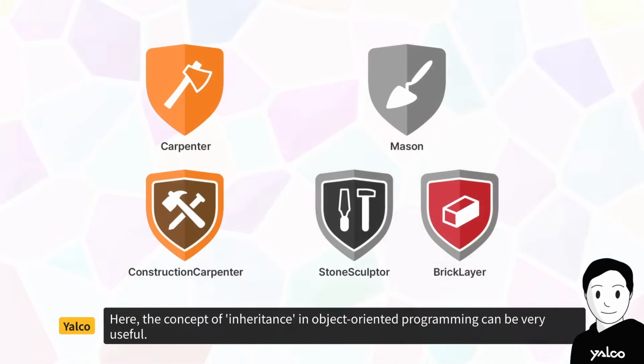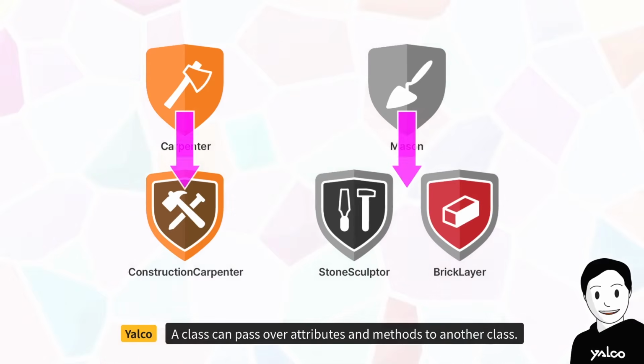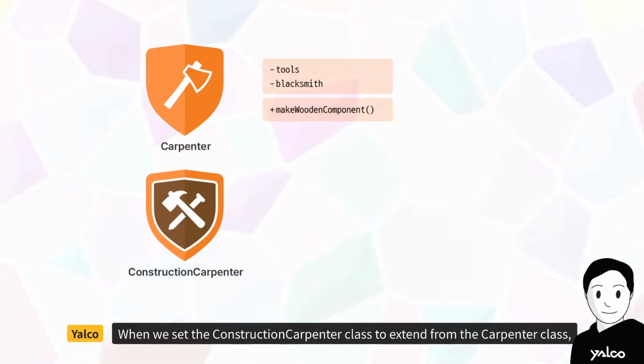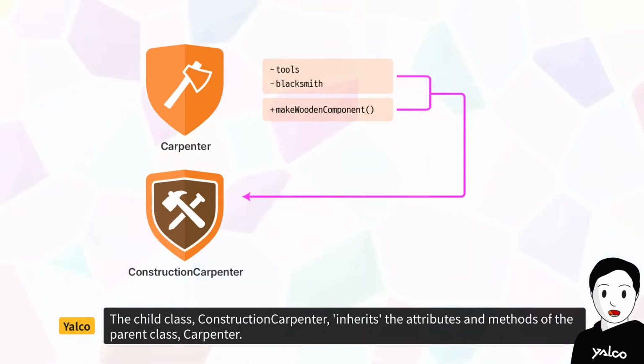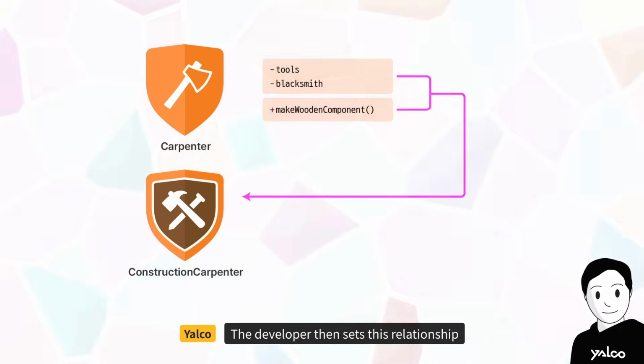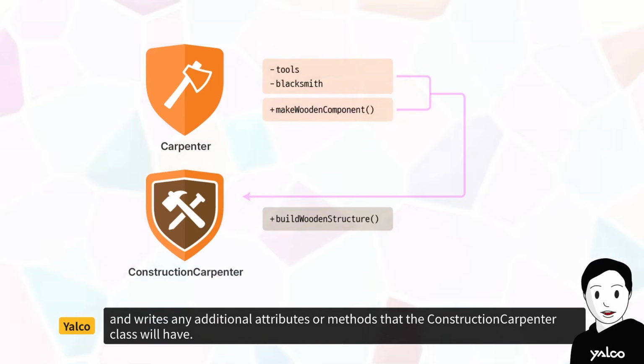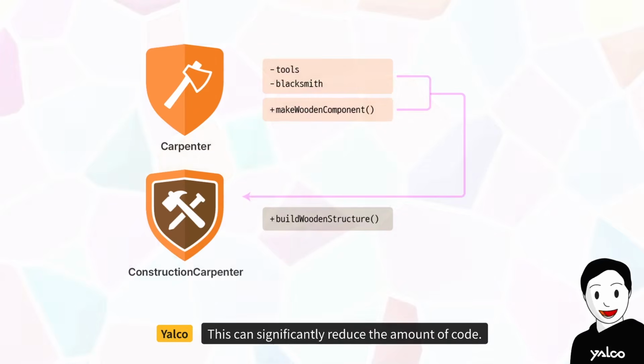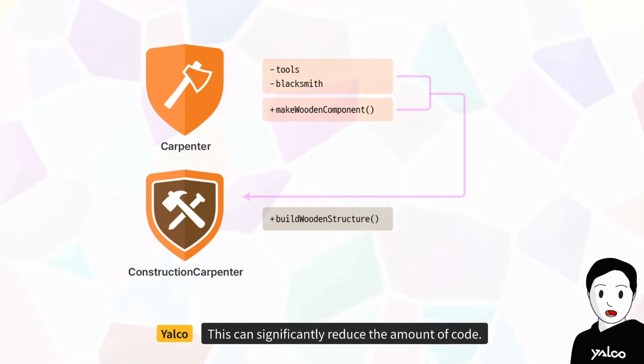Here, the concept of inheritance in object-oriented programming can be very useful. A class can pass over attributes and methods to another class. When we set the construction carpenter class to extend from the carpenter class, the child class, construction carpenter, inherits the attributes and methods of the parent class, carpenter. The developer then sets this relationship and writes any additional attributes or methods that the construction carpenter class will have. This can significantly reduce the amount of code.